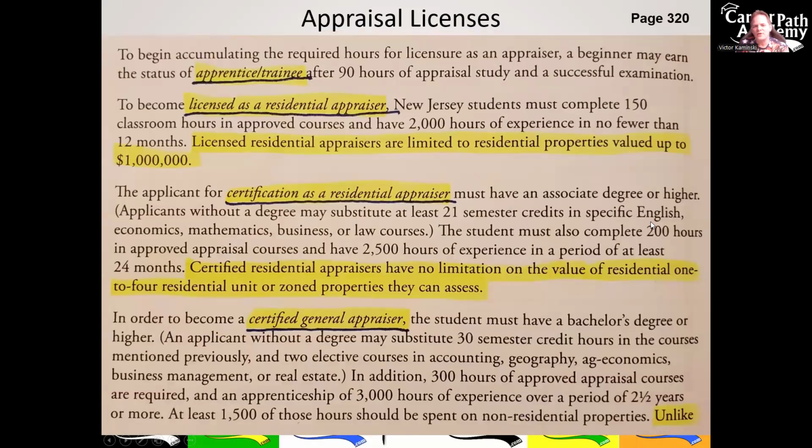And once again, here are the 4 types of appraiser licenses. We already ran down these. I'm not going to waste a whole lot of time on them, other than knowing who can only appraise residential properties under $1 million. Who can only appraise residential properties under $1 million?